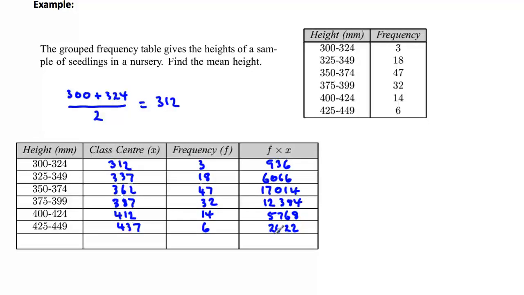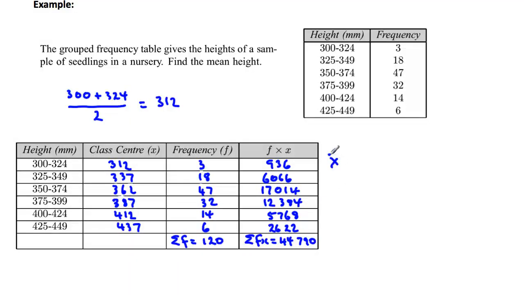All right, so if you added up 3 of these, 18 of these, 47 of these, and so on, you get a total altogether. So we'll call this the sum of the FX column. We get the sum of 44,790. I'd like you to double check this with your calculators. And for this column, the sum of the frequency, which means how many scores were actually taken, how many samples were taken, the answer is 120.